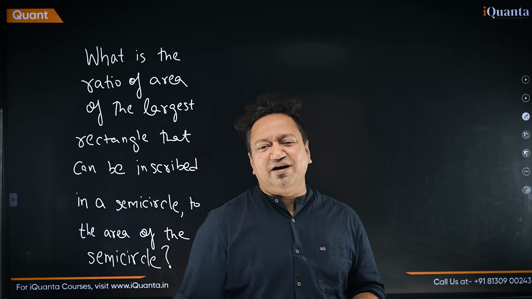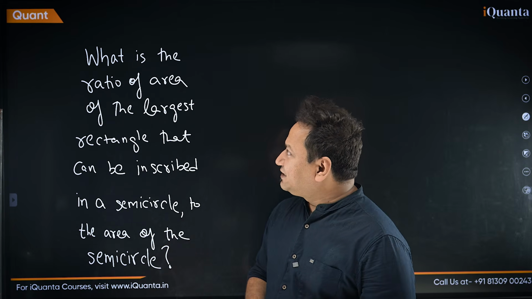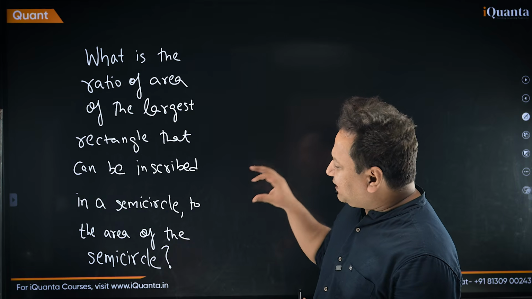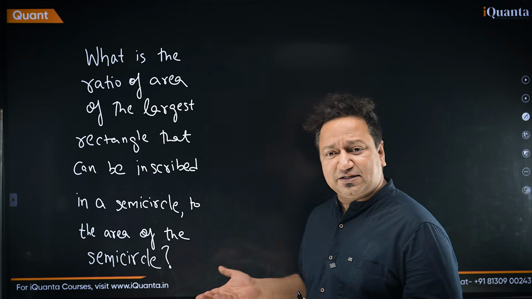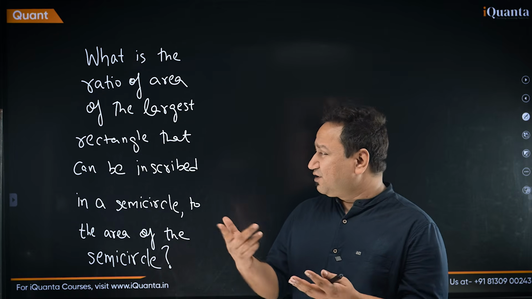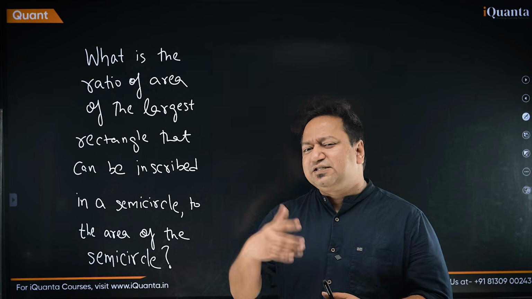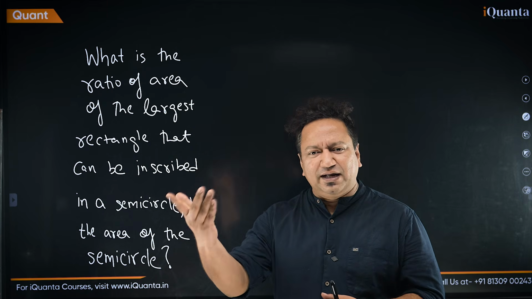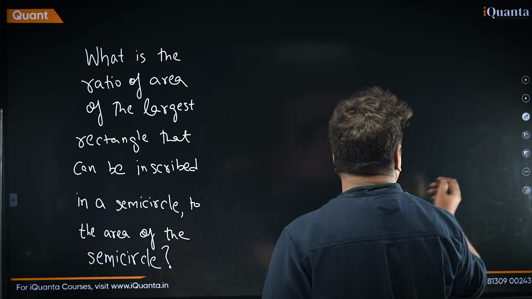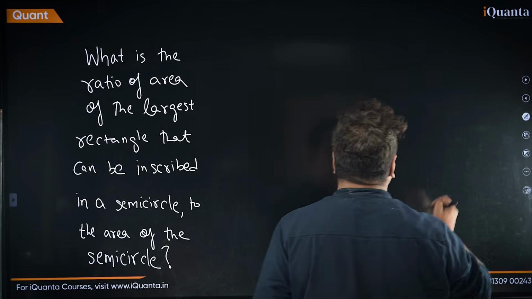Geometry in CAT can be fun if you solve it in the right way. This is a question which says: what is the ratio of the area of the largest rectangle that can be inscribed in a semicircle to the area of the semicircle? In this question, the sides are not given, units are not given, radius is not given. How to solve it? We can assume things, right? We can assume the radius to be 7 or whatever, and because it's a ratio, common things will be cancelled out. So there's no problem even if the sides are not given.